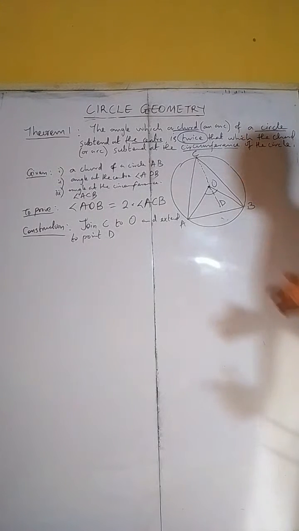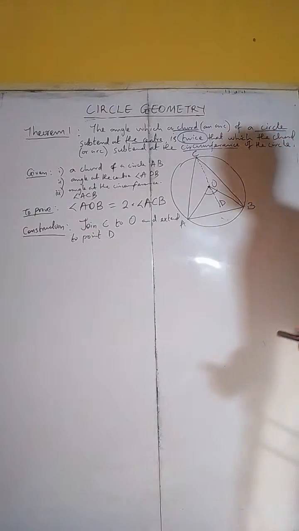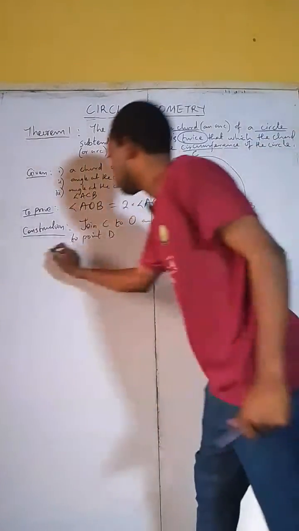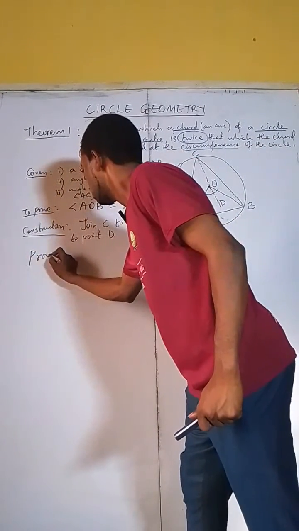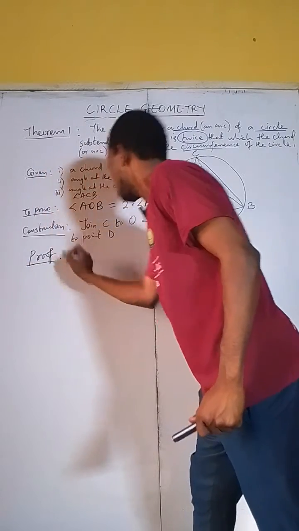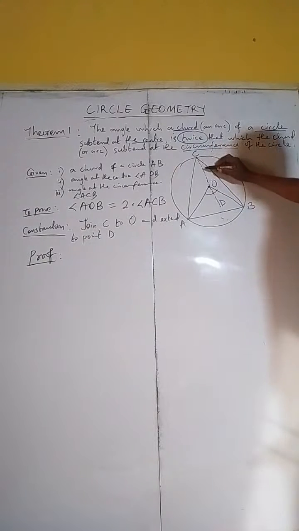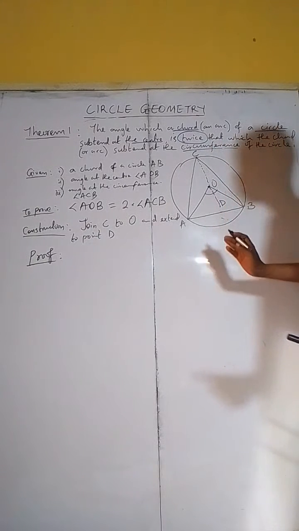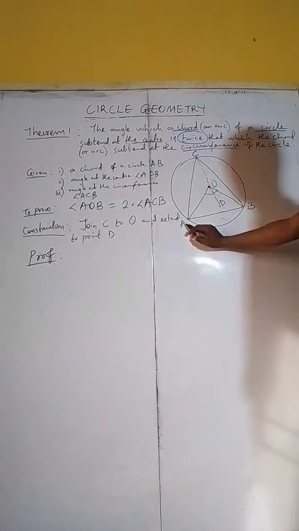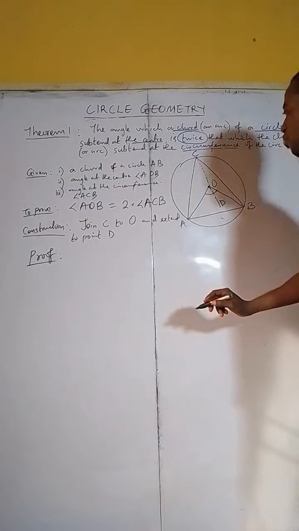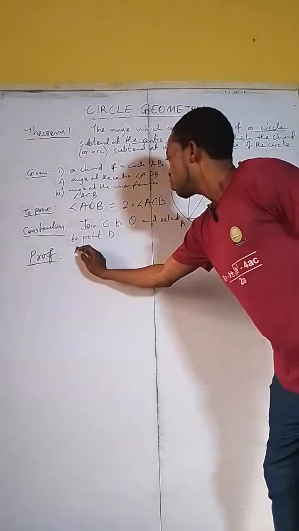Then, after the construction here, we can go to the proof proper. So, proof now. From what we have now, we can see that this line we drew has divided this into two triangles. So we look at this triangle AOC.